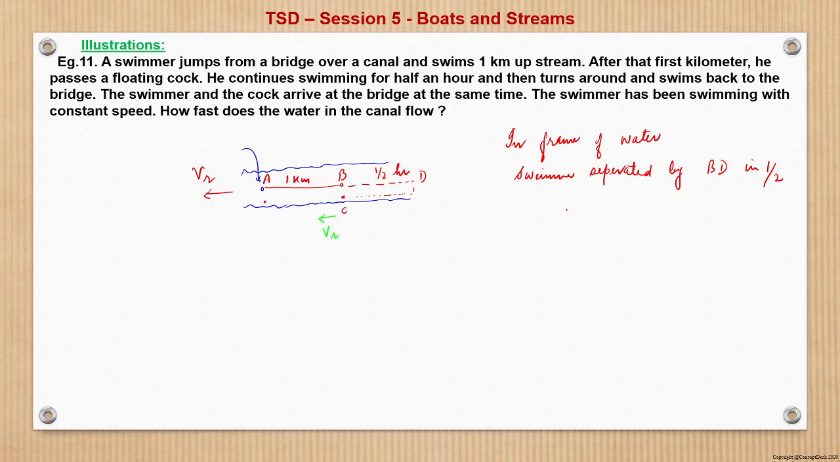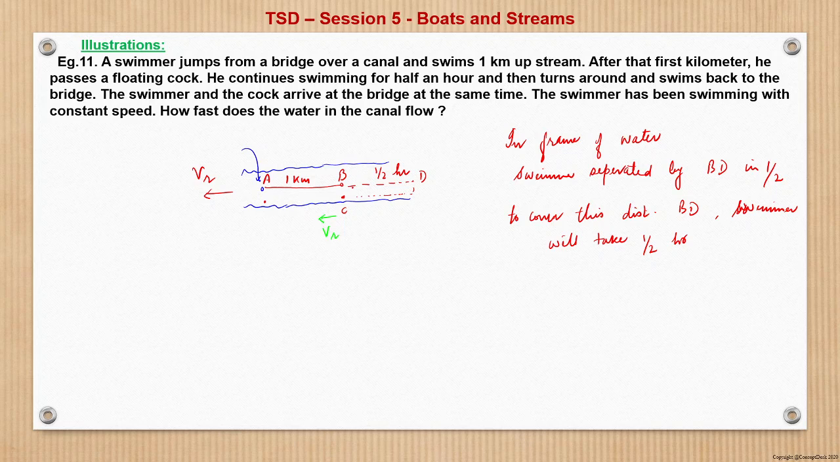So in the frame of water, to cover this distance, which is BD, the swimmer will take half an hour, right? Whenever we take anything as a frame, here we are taking water as a frame, so we will assume that water is not flowing. So the cork is here only. Basically, the swimmer goes from B to D and then comes back to C.